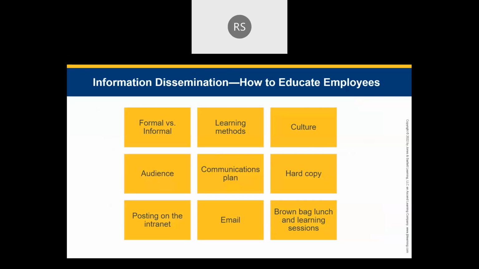Informal learning methods focus on creating a culture of security awareness through ongoing, less structured approaches. So some of these methods may include organizing informal sessions during lunch breaks or team meetings where employees can share their experiences, discuss security challenges, and learn from one another. It may be sending regular email communications with security tips, updates, and reminders to keep employees informed and engaged.